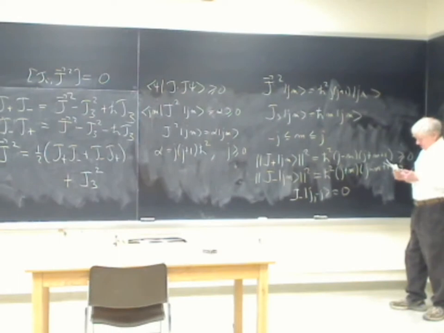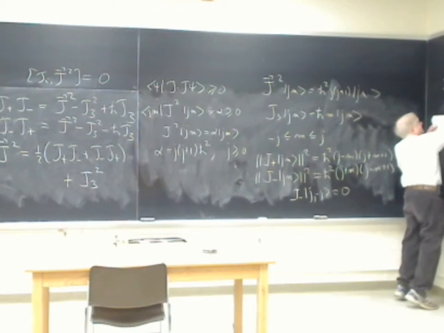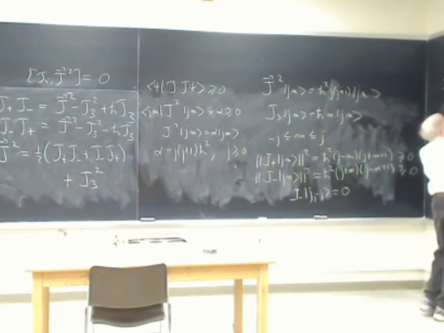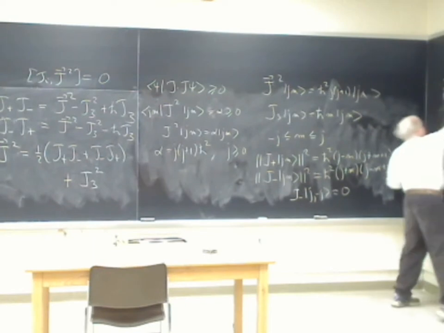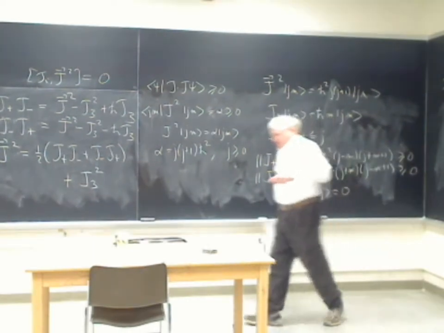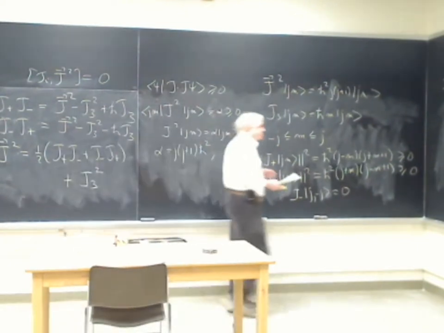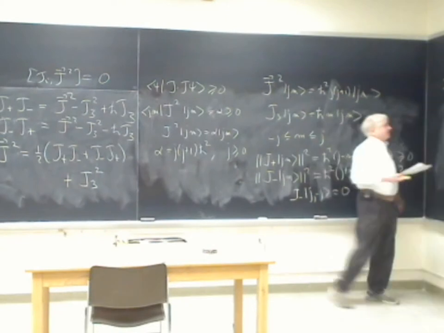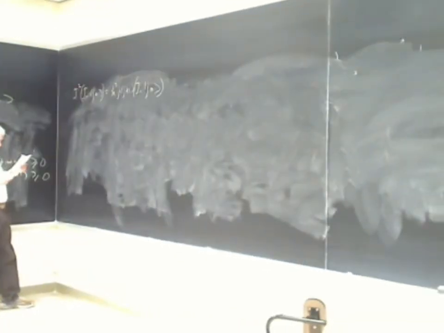We also knew, of course, that J squared commutes with J minus, and we used that to show that J squared on J minus Jm was equal to h bar squared j(j+1) J minus on Jm. And that tells us that this state is an eigenstate of J squared with eigenvalue h bar squared j(j+1). So in other words, when you act with J minus, you don't change the eigenvalue of J squared, because J minus commutes with J squared, and that's because J squared is a scalar.